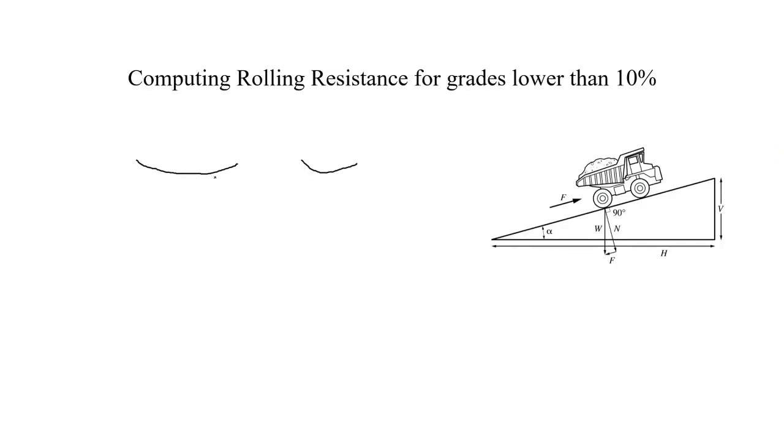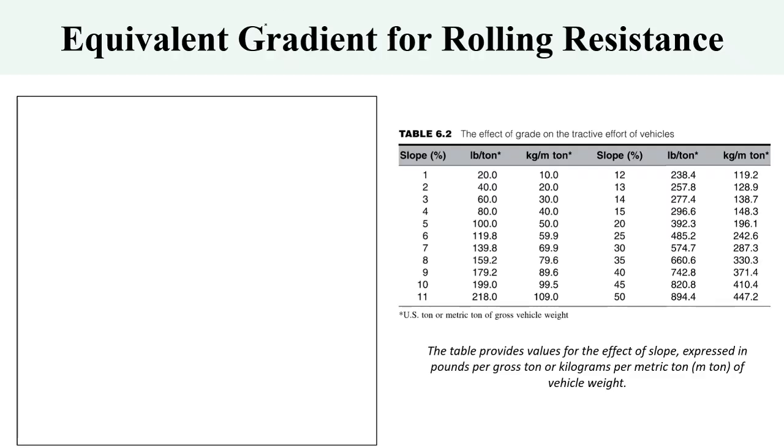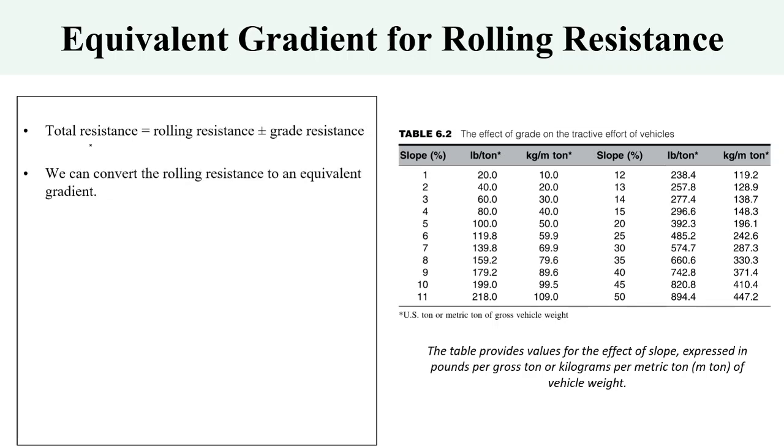So now that we covered the rolling resistance and the grade resistance, okay, this is grade resistance. I will correct it before posting the slides, but it is computing the grade resistance for grades lower than 10%. The summation of the two is called total resistance. So when you add the rolling and the grade resistance, the summation gives you the total resistance.